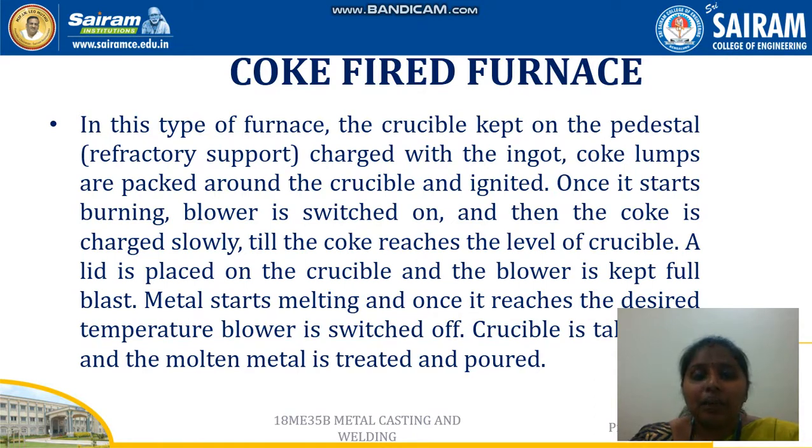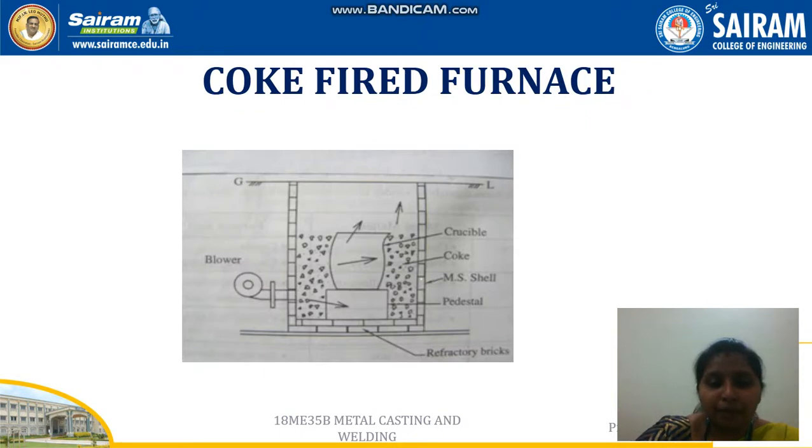So in this type of furnace, the crucible is kept on the pedestal, that is a refractory support. So in this diagram you can see here is a pedestal. All these fuel fired furnaces are kept below the ground level. So in the diagram you can see they have marked it as GL, which shows the ground level. So these furnaces are placed below the ground level. There is a pedestal above which a crucible, which is nothing but a vessel that carries the raw material, the ingots.